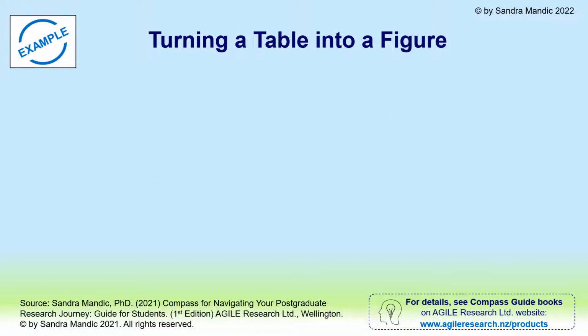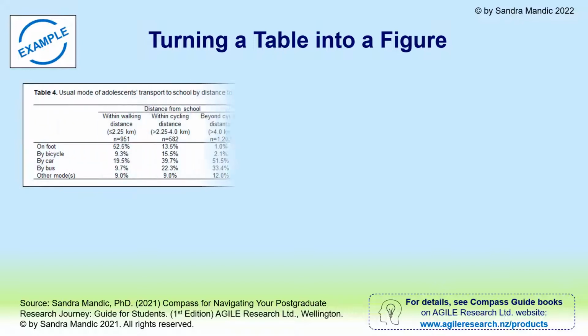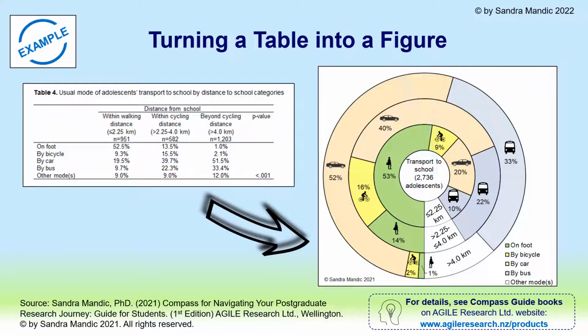To make your research report more engaging and interesting for your readers, you may want to consider turning some of your tables into figures as shown in this example. You could also take on a challenge and create a visual summary of your research findings. You could use such a figure or a diagram in your research report and future presentations. More information and examples of figures and visual summaries of research findings are available in the Compass Guide books for beginners and postgraduate students.